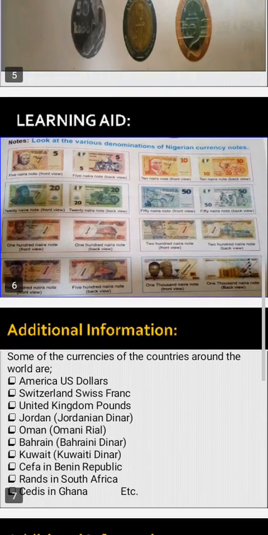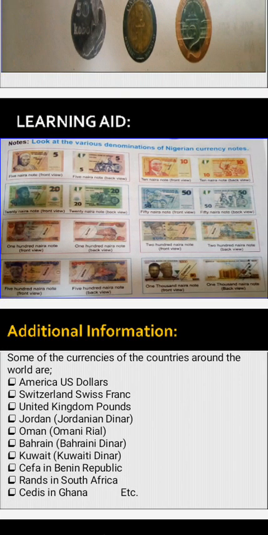Okay. The other learning aid, notes. Look at the various denominations of Nigerian currency notes, starting from 5 naira and ending with 1000. The front and the back are shown here: 5 naira, 10 naira, 20 naira, 50 naira, 100 naira, 200 naira, 500 naira, then 1000 naira. I'm very sure you all like money, so you must have seen all of this before, but if you haven't, they are displayed here for your identification. Okay, so you can check them out.